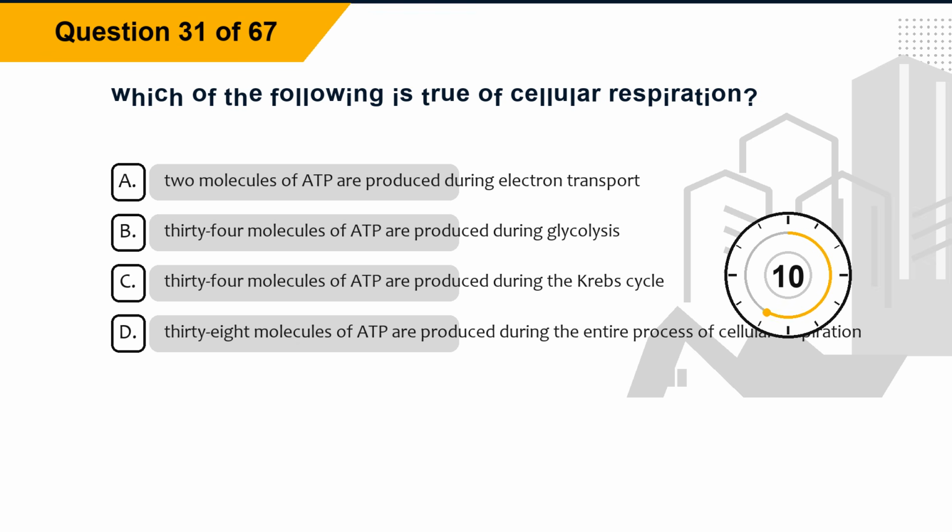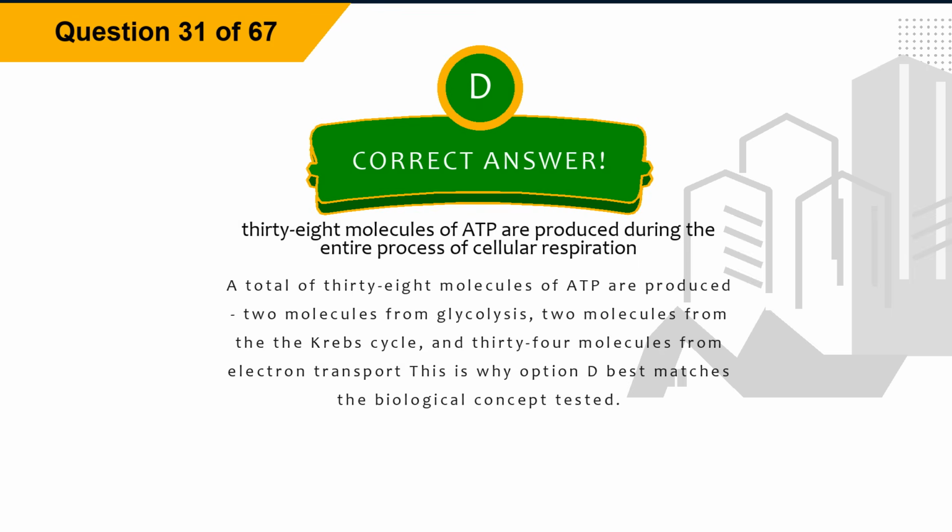Option C, 34 molecules of ADP are produced during the Krebs cycle. Option D, 38 molecules of ATP are produced during the entire process of cellular respiration. The correct answer is option D, 38 molecules of ATP are produced during the entire process of cellular respiration.